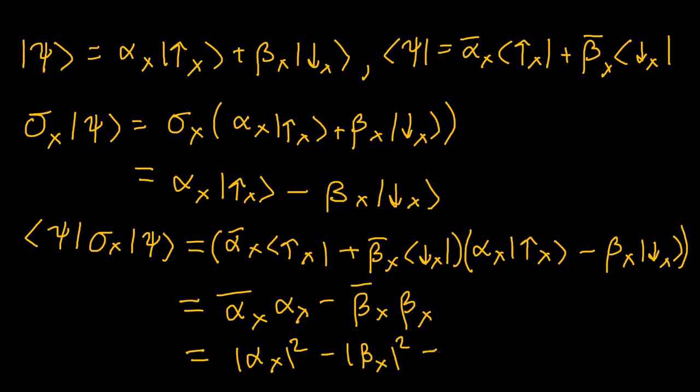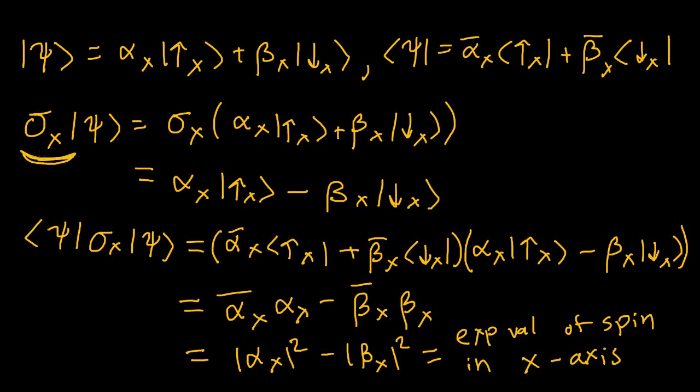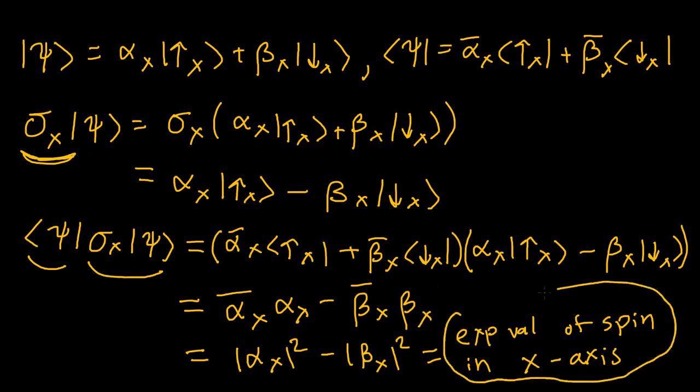which is equal to the expectation value of spin measured along the x-axis. So now you can see why I've been talking about this operator sigma sub x so much when I haven't even said what it is yet. The thing is that if you calculate the inner product of psi with sigma sub x acting on psi, you immediately get the expectation value of the spin measurement in the x direction.